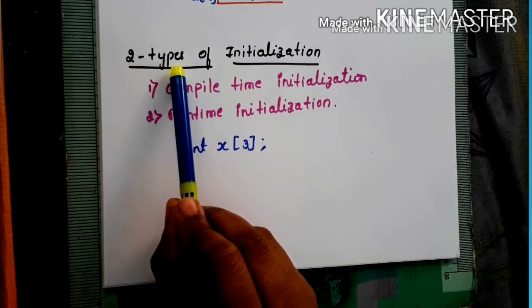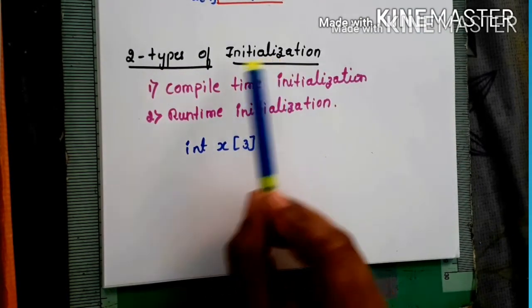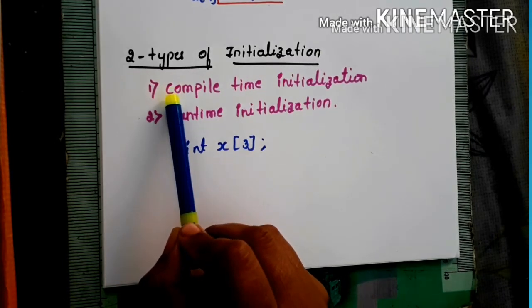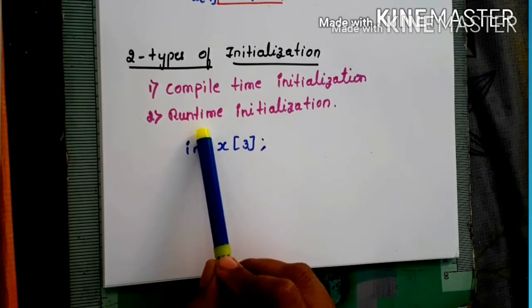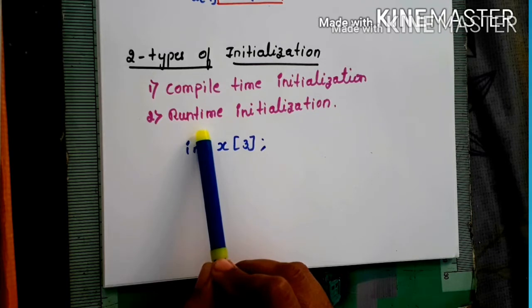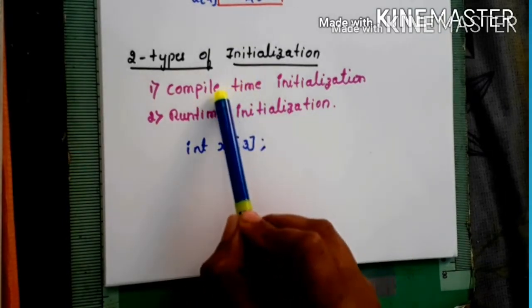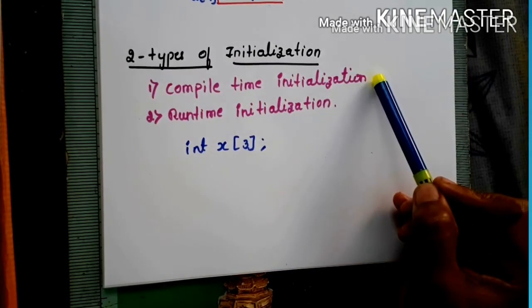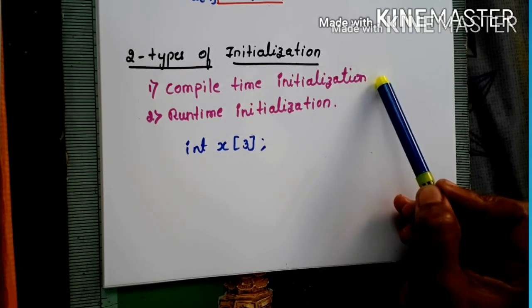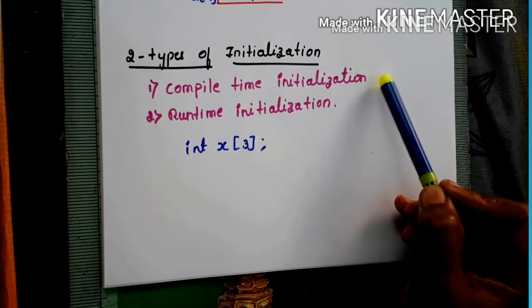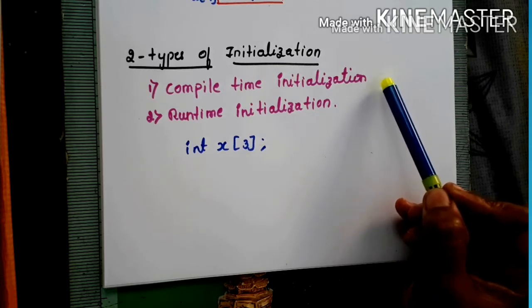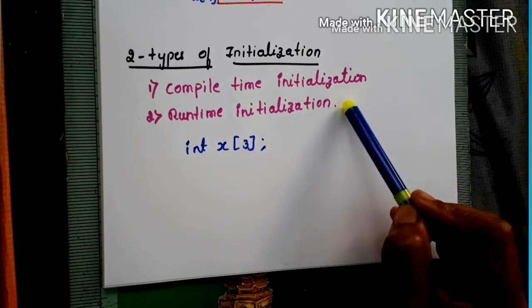Mainly, there are two types of initialization. First type is compile time initialization and the second type is runtime initialization. First one is compile time initialization. Compile time initialization means the array elements are initialized during the compile time, or the array elements are initialized in the program itself.